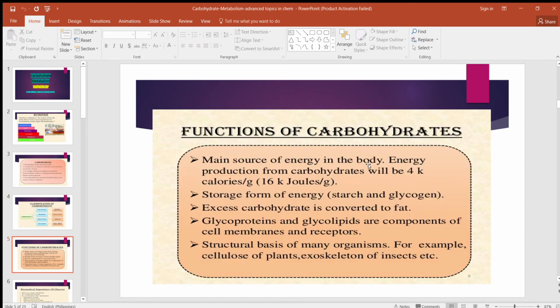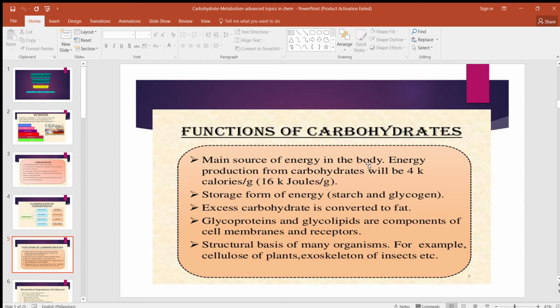So what are the functions of carbohydrates? These are the main source of energy in the body. Energy production from carbohydrates is 4 kilocalories per gram or 16 kilojoules per gram. Its storage form of energy is in the form of starch and glycogen. Excess carbohydrate is converted to fat. Kaya po kapag sumobra po tayo ng pagkain, the excess carbohydrate we eat will be converted into fat by the process of glycogenesis.